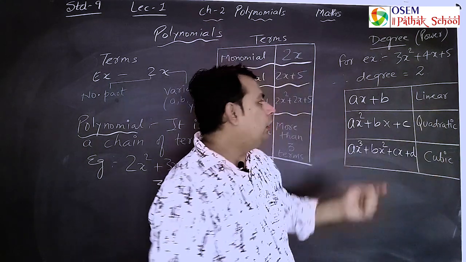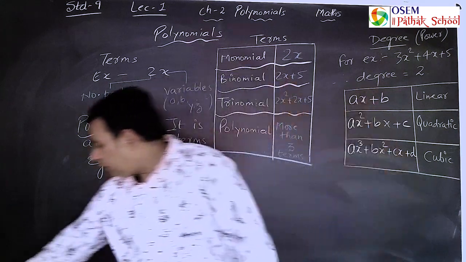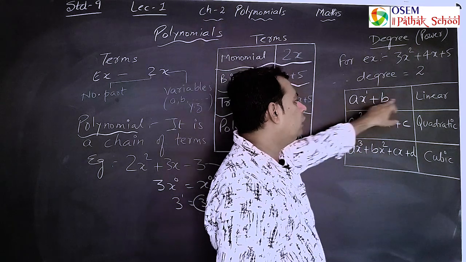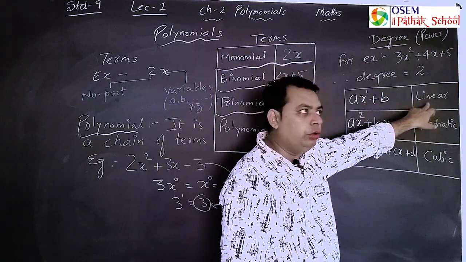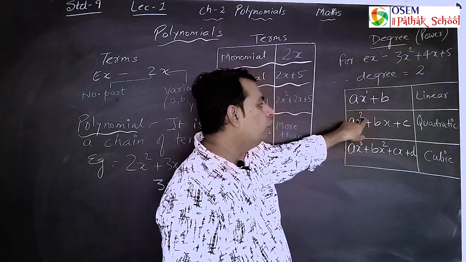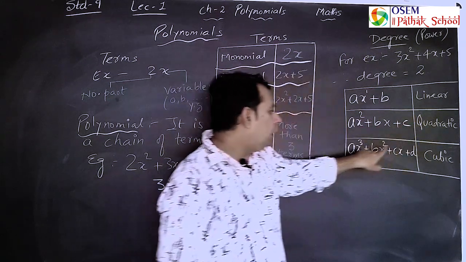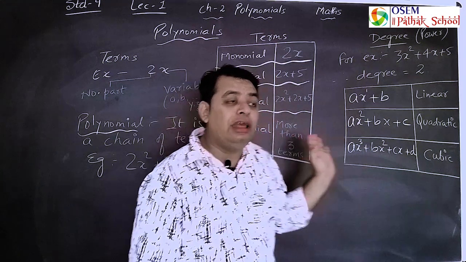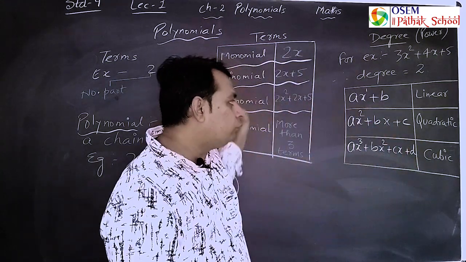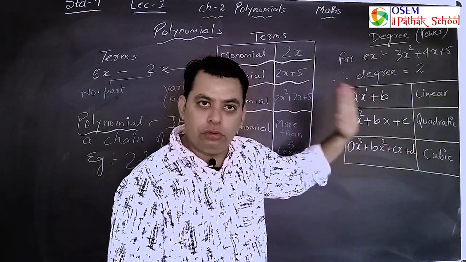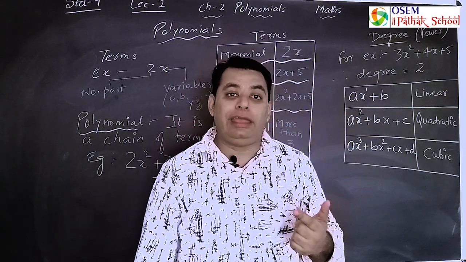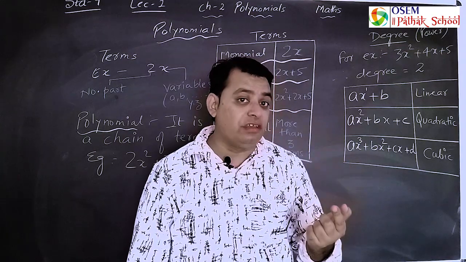What is linear? Having power 1. When having degree 1, it is known as a linear polynomial. When having degree 2, it is a quadratic polynomial, and when having degree 3, it is a cubic polynomial. So polynomials have been classified on the basis of terms and degree. So are you getting clear of these things? Now I will explain to you the 8 important identities which I have discussed with you.